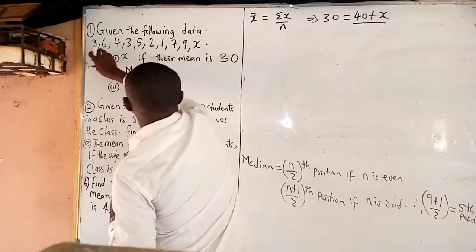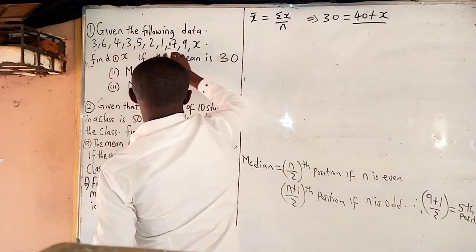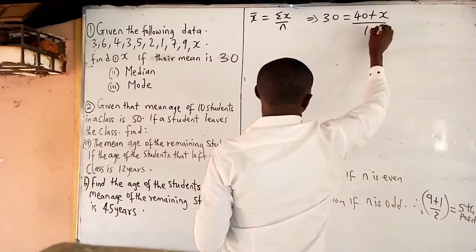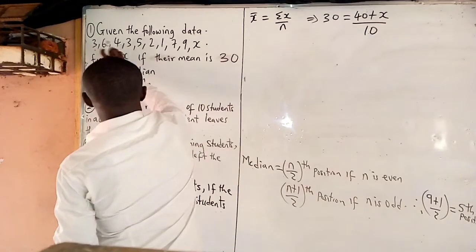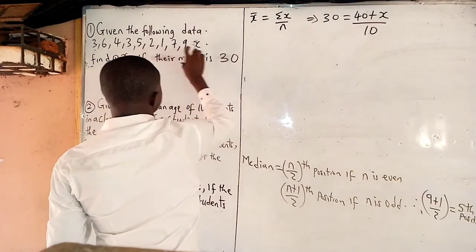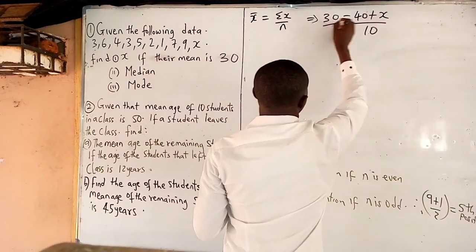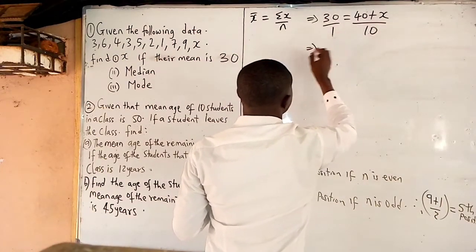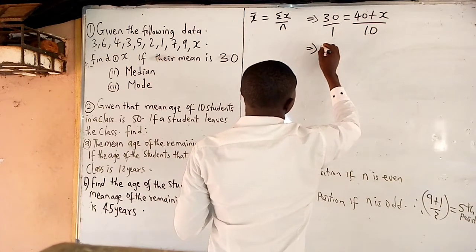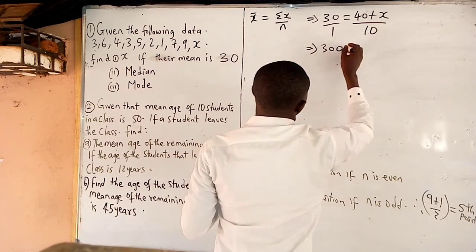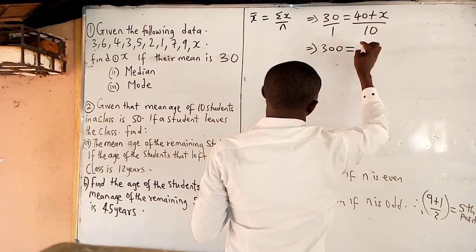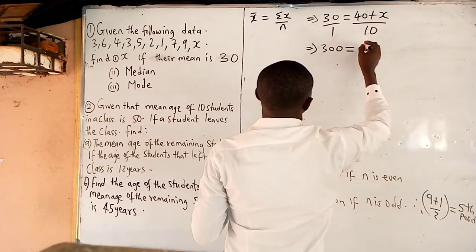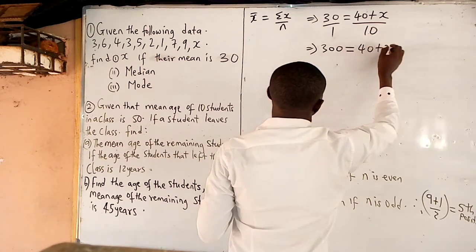All over, how many are there? 1, 2, 3, 4, 5, 6, 7, 8, 9, 10. All over 10. Now, cross multiply, we'll be having 300 equals 40 plus x.